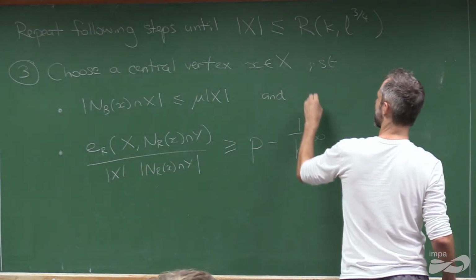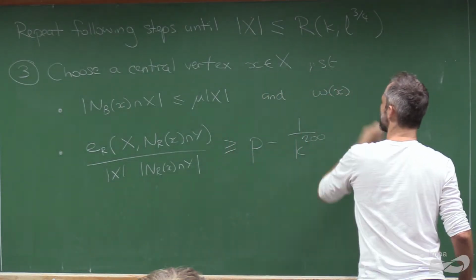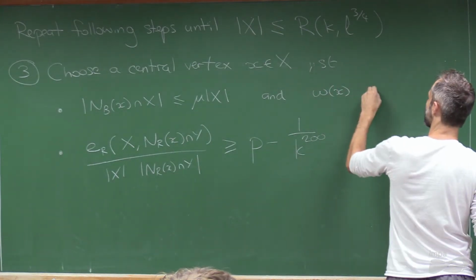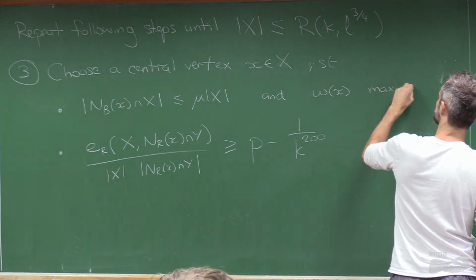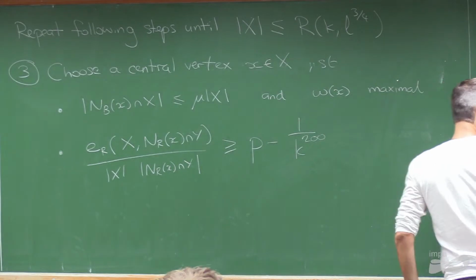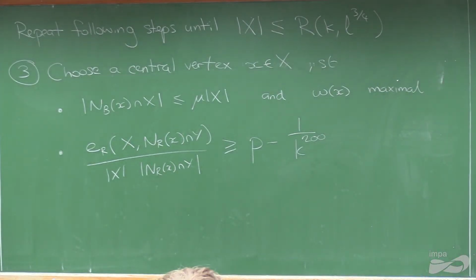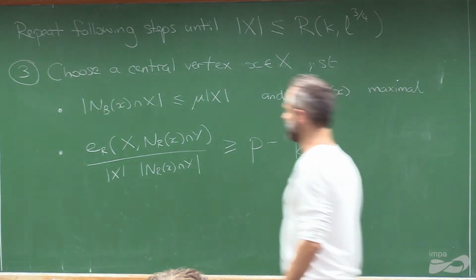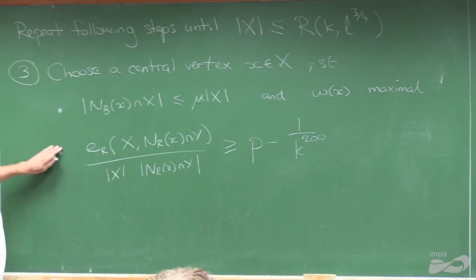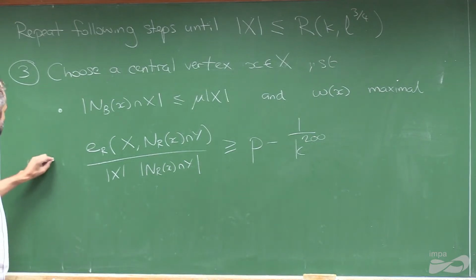So I want to do this, and I want to take, I'm going to call it W of x, or omega of x, whichever you prefer, maximal, subject to this condition. So what is this W of x? When you think about it as being sort of the weight of x, it's basically just going to be a measure of this thing. So in fact, why don't we just define for now, this is the weight of x.